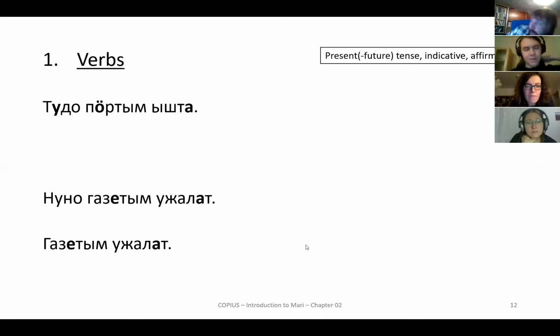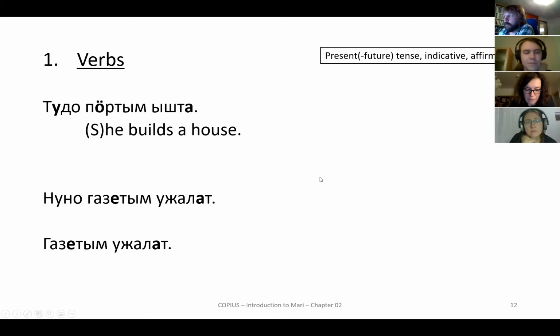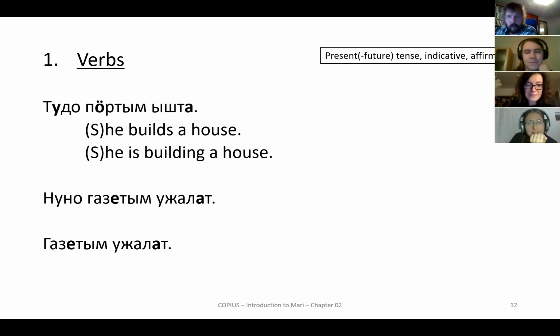Okay, I'm back. So if we're looking at a sentence like tudo pertamesta, she, he, they make build a house, and we want to translate this into English, we can have either she builds a house or she is building a house, because we do not have this simple continuous distinction that we have in English. In the present tense and more, you have nothing that corresponds to it. In the past tense, it's a bit more complicated. We'll get to that, because we do have multiple past tenses and the relationship between these.